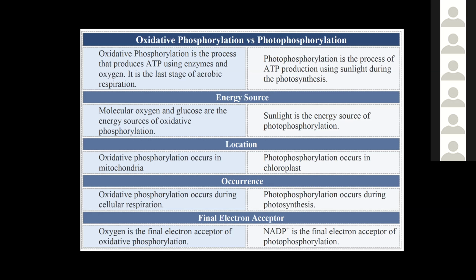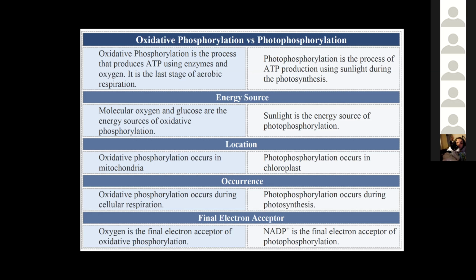The source of energy: in oxidative phosphorylation, molecular oxygen and glucose are the energy sources. Whereas in the case of photophosphorylation, it's sunlight. Oxidative phosphorylation occurs in the mitochondria. That's respiration. Photophosphorylation occurs in the chloroplast. Two distinctly different organelles doing two distinctly different processes.